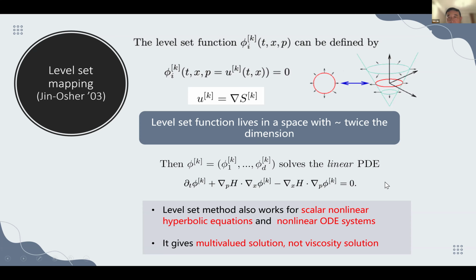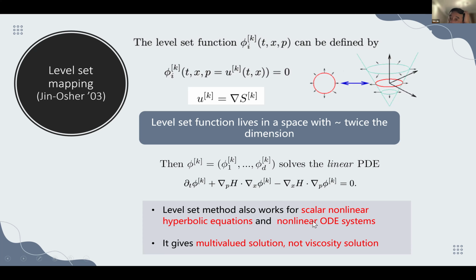This is a really classical Liouville equation. Now this H depends on x and p; H does not depend on phi. So it's really a linear PDE. And of course, by now we know how to solve linear PDEs. A general linear PDE can be solved by quantum simulation, if you use Schrodinger, for example. And this level set method also works for the scalar nonlinear hyperbolic equation, which is the one I gave in the previous slides, and also for nonlinear ODEs.